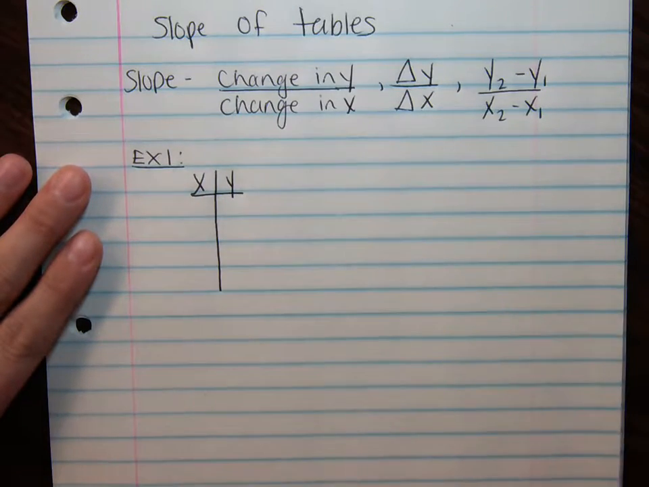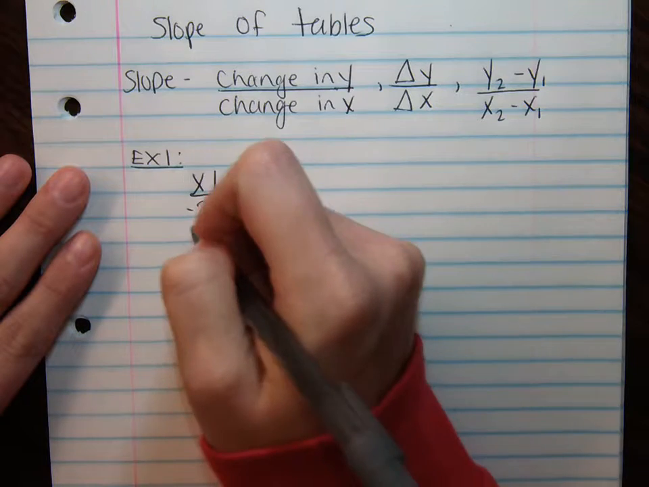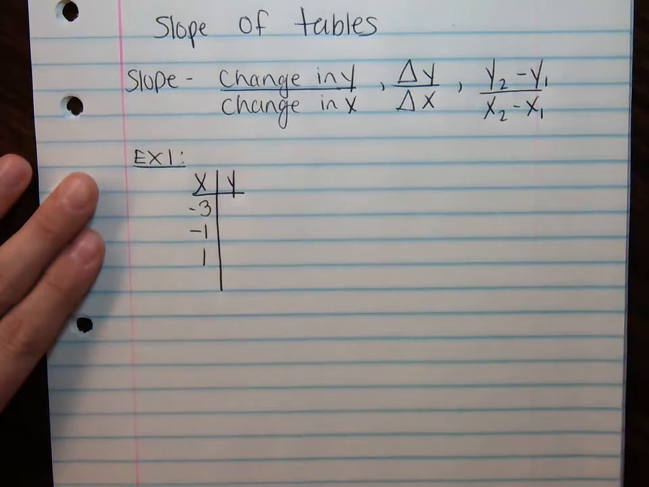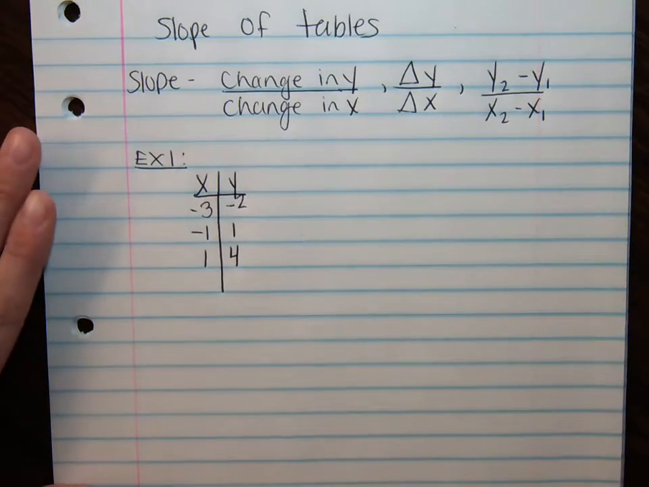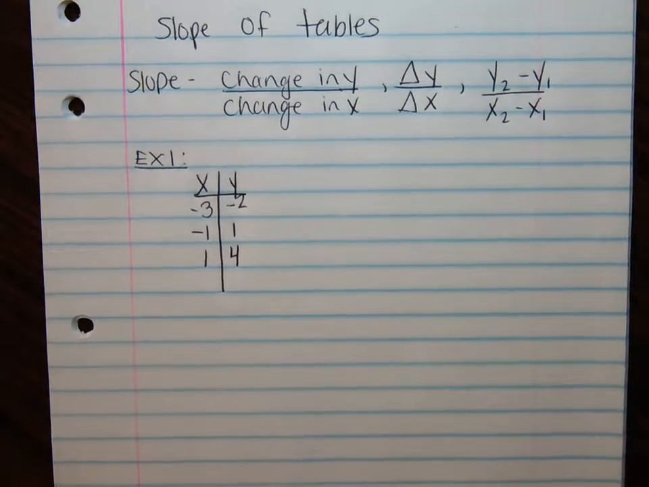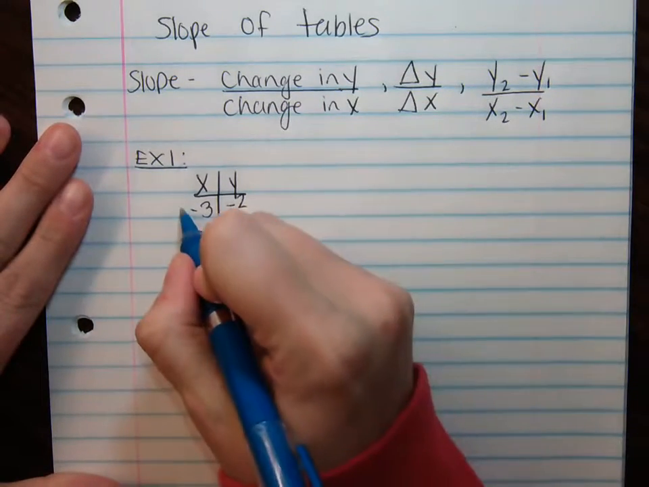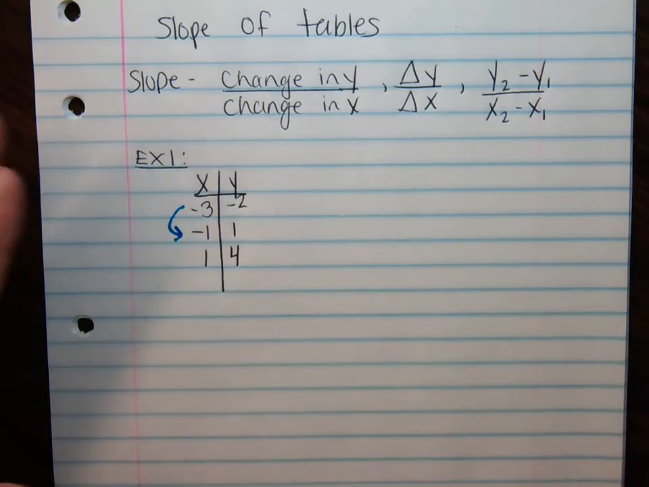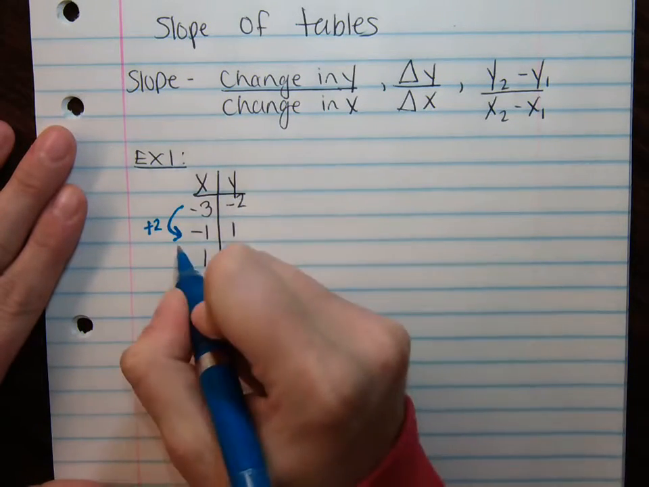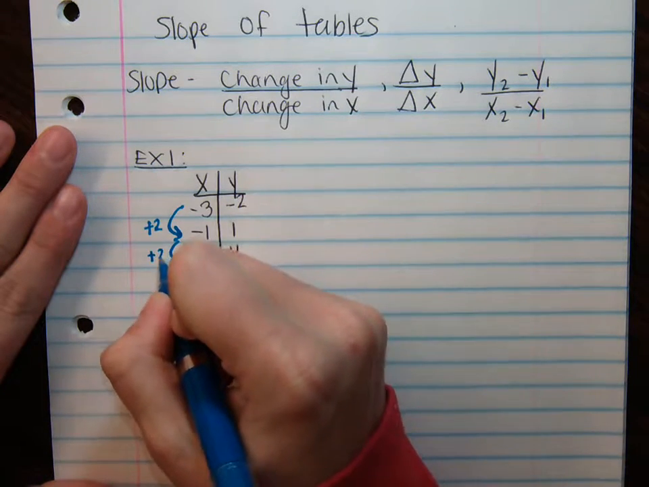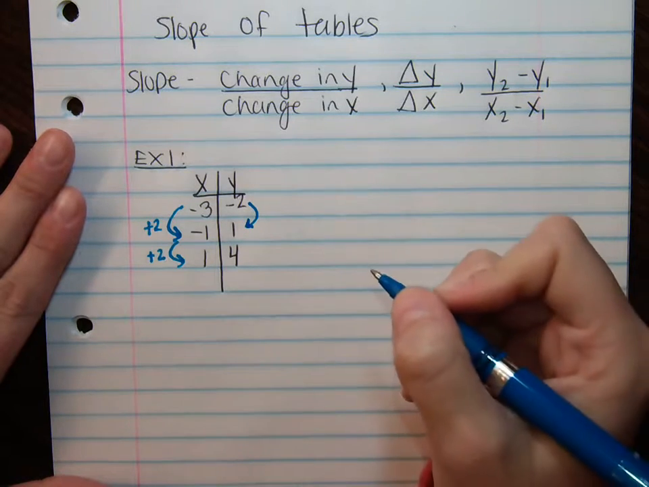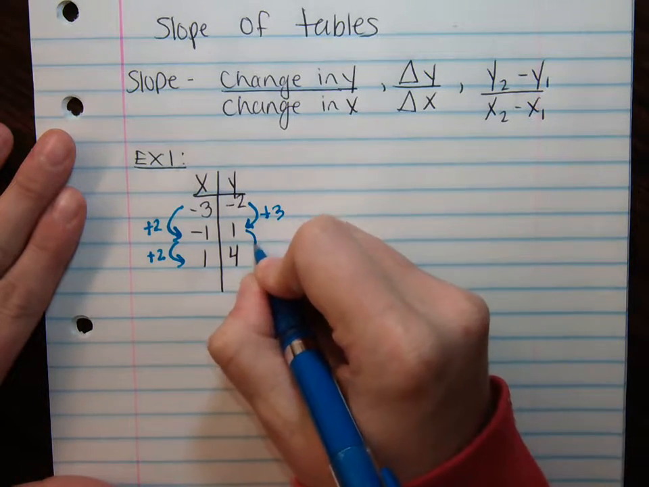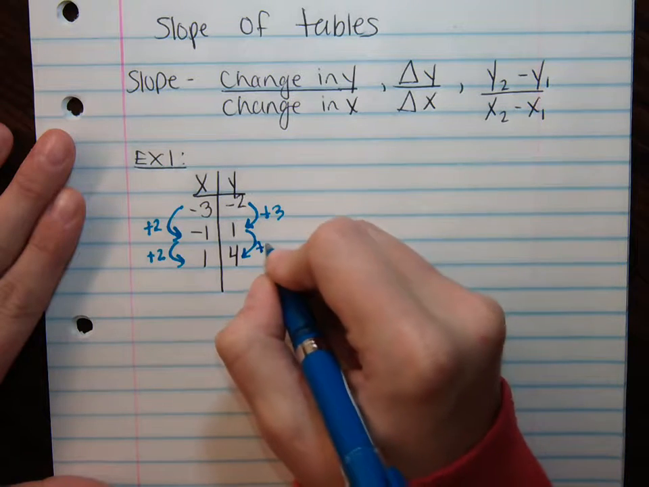XY table. The x's are -3, -1, and 1, and our y values are -2, 1, and 4. We can see what happens as I go from -3 to -1. That is adding 2. From -1 to 1, we add 2. On the y side, -2 to 1 is adding 3. -1 to 4 is also adding 3.